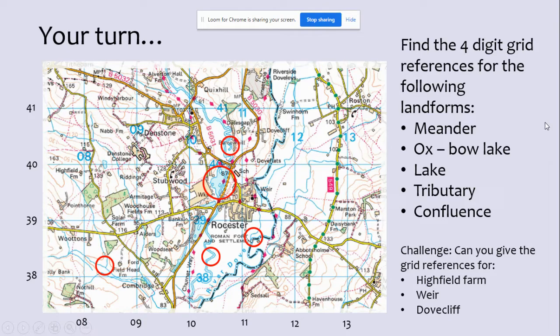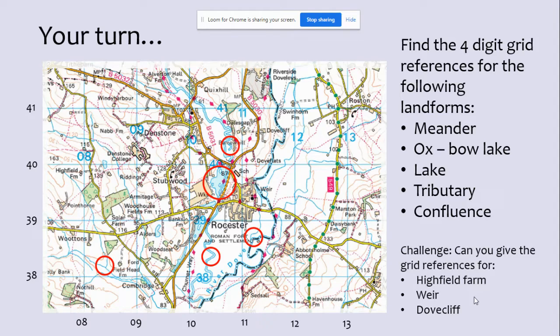So those are the 5 things I would like you to give the grid reference for. And then as a challenge, or if you're feeling confident and you'd like to do some more, I'd like you to see if you can find these 3 places: Highfield Farm, then the Weir and Dovecliff. Find these three things on the map and see if you can give the grid reference for them. So if you'd like to press pause and have a go at that now.